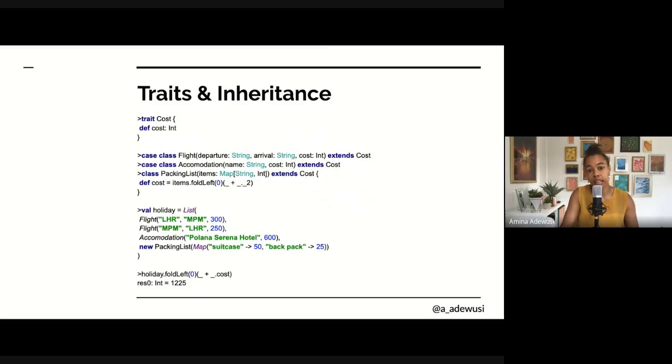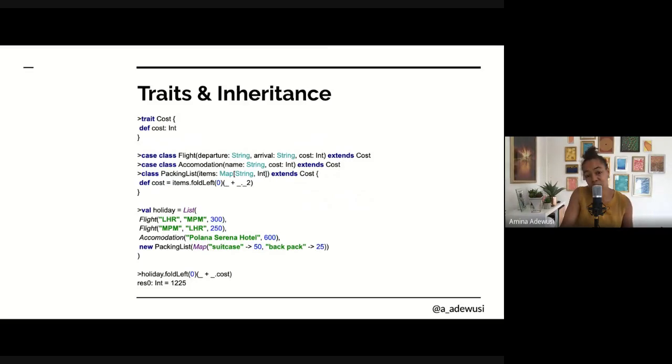Here, we've created 3 classes: flight, accommodation, and packing list. All of them extend the cost trait, and they do this by using the extends keyword. So, how does each of them implement the cost method, which is undefined in the trait? Well, the 2 case classes do this by creating a parameter called cost, which is of type int. Remember that with case classes, the parameters are public vals with accessor methods by default. So, by creating cost parameters in our case classes, we've already provided an implementation to this method. The class packing list implements the cost method in the class body.